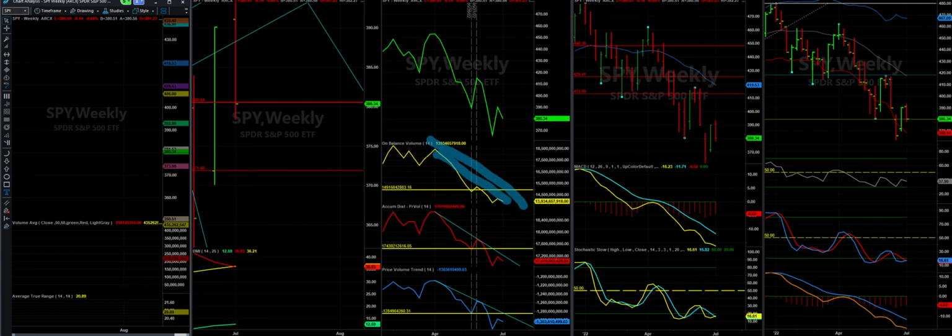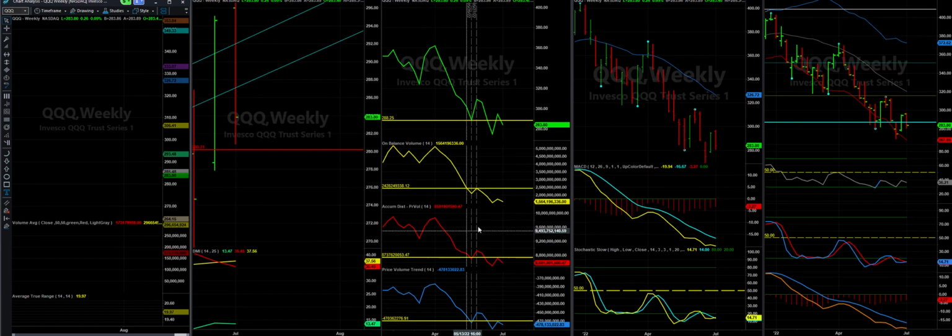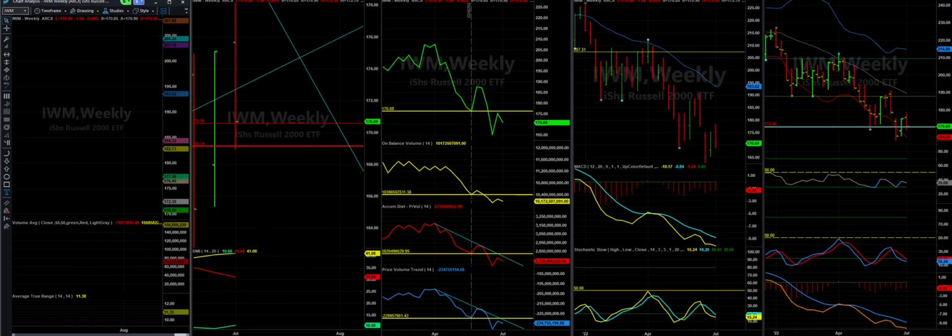So the on-balance volume is telling you there's not a lot of volume coming in right now. Look at the Qs on this weekly chart, the on-balance volume line is pointing straight down. IWM, the last one, same thing. Look at the on-balance volume line. The volume is not really trying to come in. So you have to be careful.